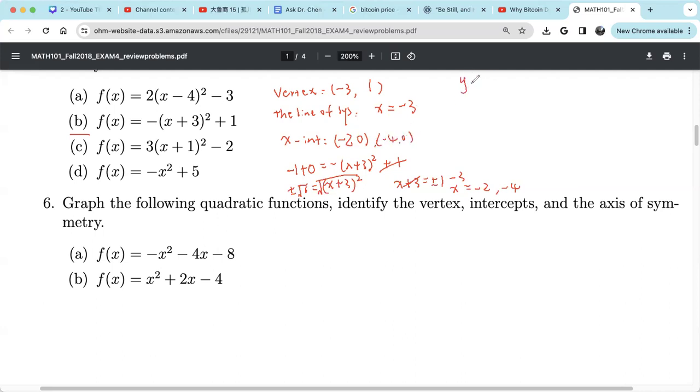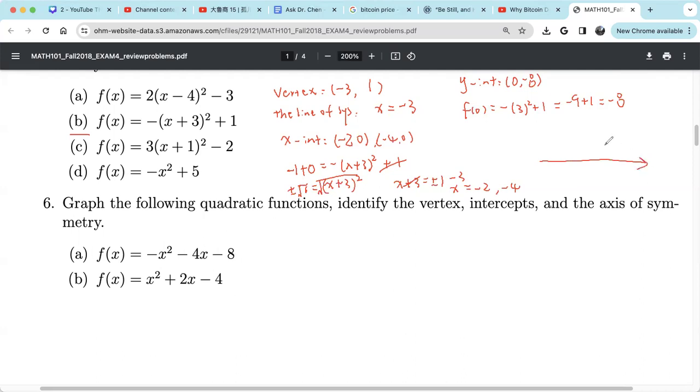Now let's check the y-intercept. The y-intercept means the x value is 0. We need to solve for the function value f of 0. Well, that's negative (0 plus 3), which is 3. 3 squared is 9, so negative 9 plus 1 is negative 8. So the y-intercept is (0, -8).